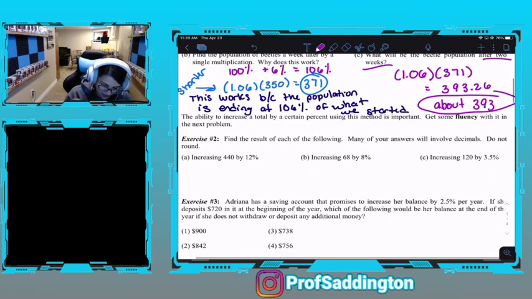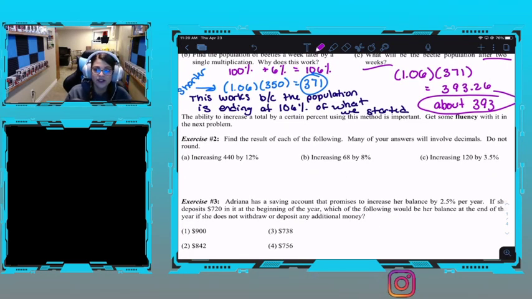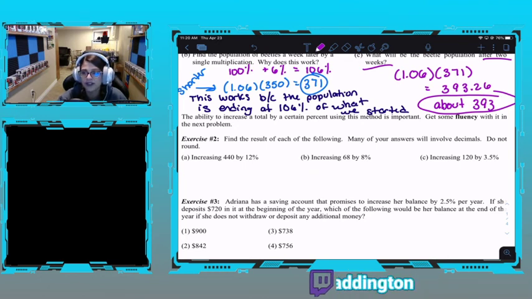Okay, so let's just try some straight up increasing and decreasing, and eventually you might be able to do some of these in your head. Oh, let's see who's on. I've got Andrew, I've got Dylan, and I'm not sure who the other one is. So hello, thanks for joining.